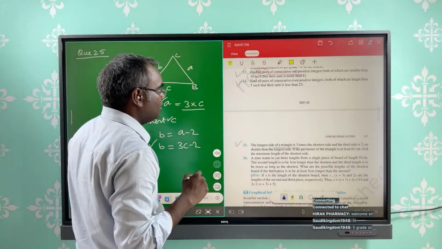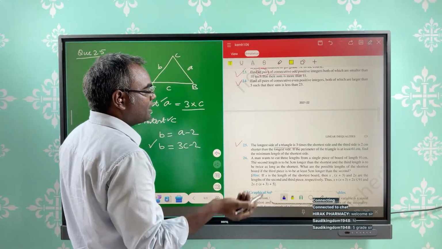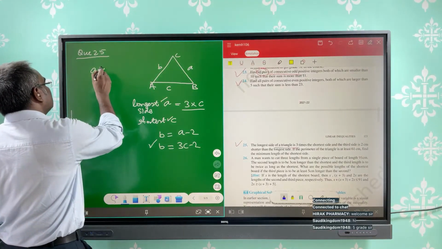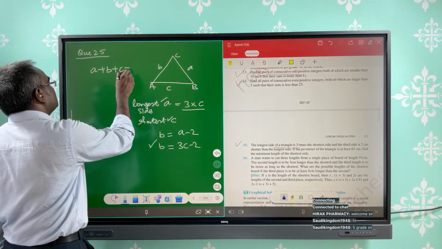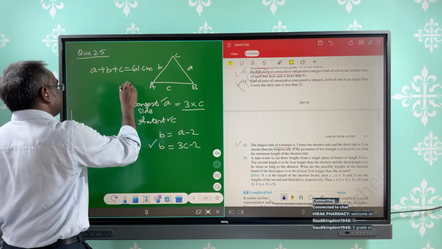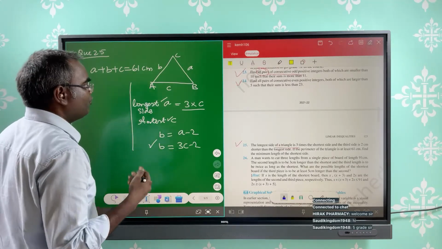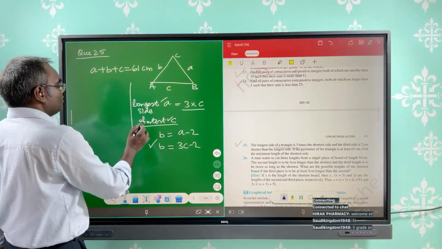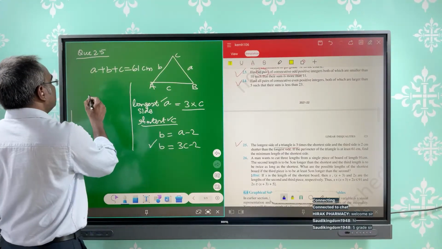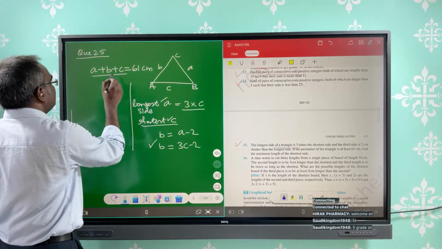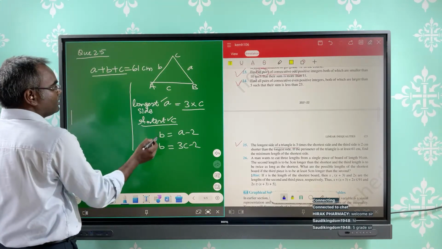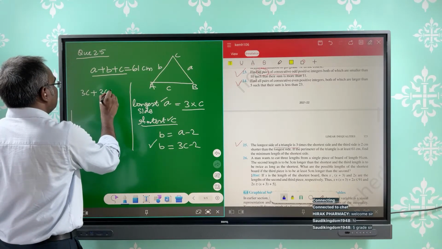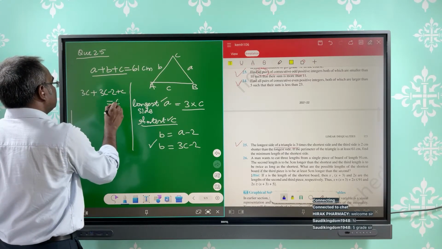So what is to find, if the perimeter of the triangle is at least 61 centimeter. So perimeter means sum of all the three sides. A plus B plus C equal to 61 centimeter. So we have to find the मिनिमम लेंथ ऑफ द शॉर्टेस्ट साइड क्या है सी. तो हमें सी की वैल्यू फाइंड करनी है. सो वी कैन पुट ऑल दीज ए बी सी इन टर्म्स ऑफ सी. सो ए इज 3c and b is 3c minus 2 and c that is equal to 61.